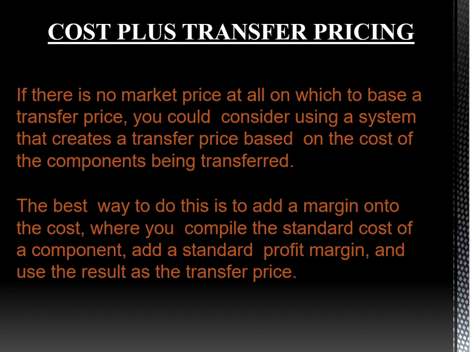The next method is the cost plus transfer price. In this method, as the name suggests, the transfer price will be based upon the cost of the product that is to be transacted between the various divisions of the organization, or you can say the product which is to be transferred from one division to another. The transfer price will be based upon the cost of that product.